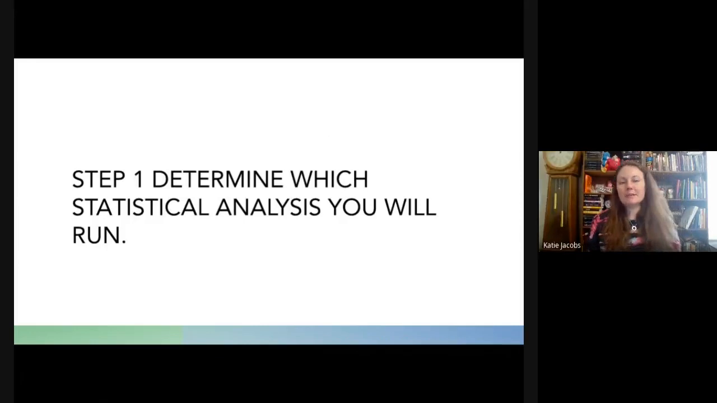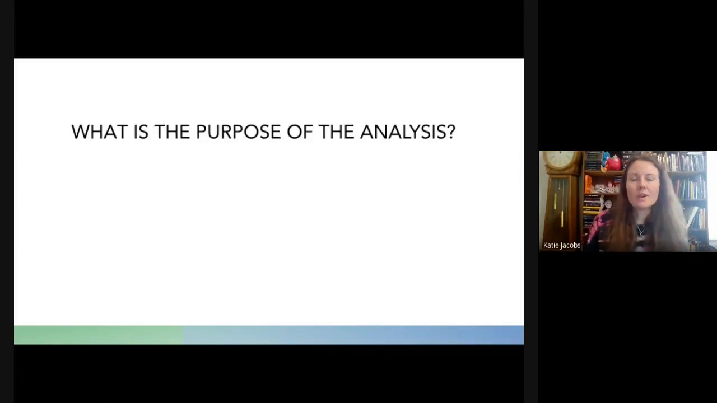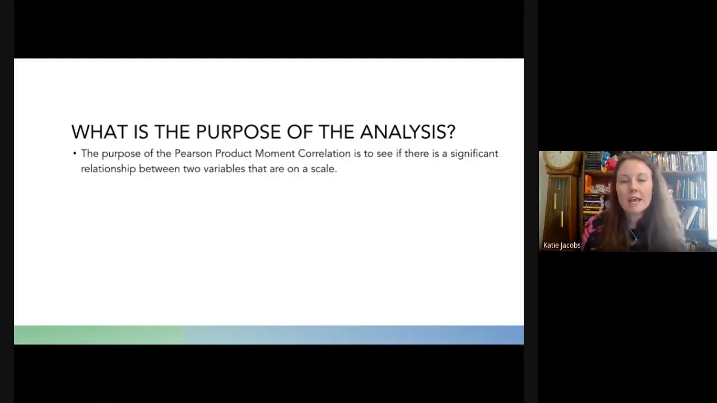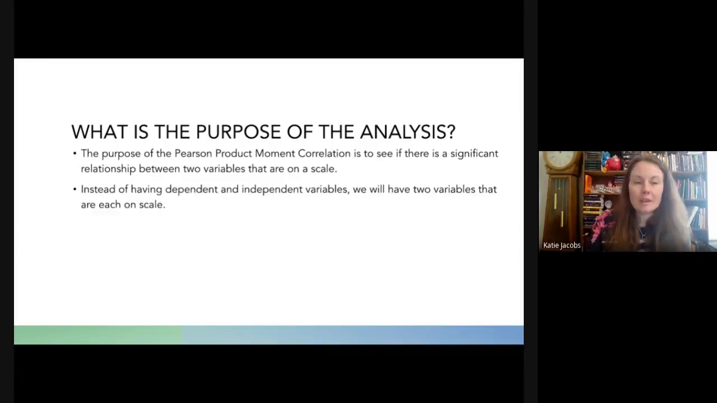All right, so step 1, determine which statistical analysis you're going to run. What is the purpose of the analysis? Remember, there are certain questions that we ask ourselves to determine what analysis we're doing. Up to this point, we've just been finding differences. This is where it shifts a little bit, because with the correlation, our purpose is to see if there's a significant relationship between two variables that are each on a scale. So both of our variables must be on an interval or ratio level of measurement.